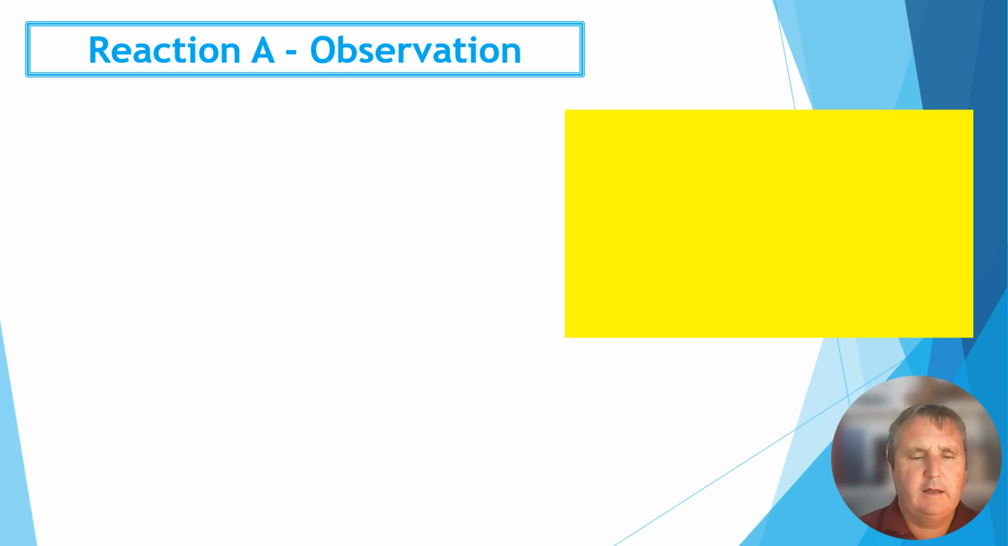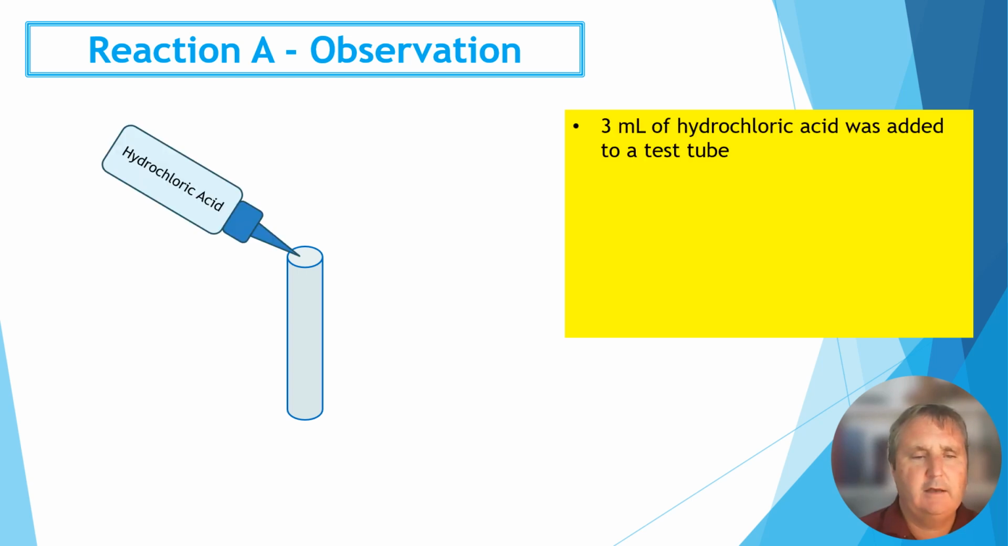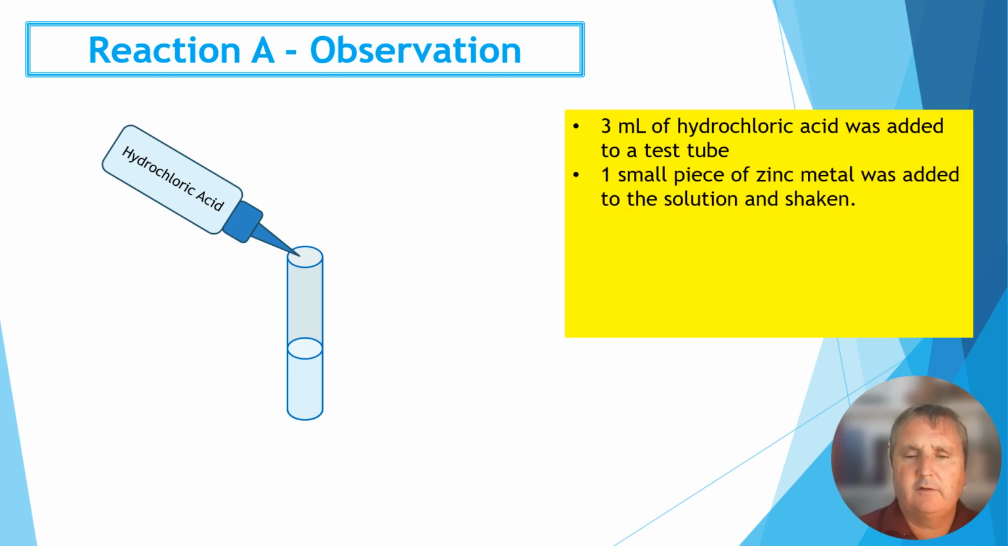On this slide, we're going to give a demonstration of what the practical might look like if you carried it out. In this practical, we're reacting two things together in a test tube. The first thing that we're adding is 3 mL of dilute hydrochloric acid. Then we're going to add one small piece of zinc metal. The small piece of zinc metal is a grey solid, and we're going to observe the reaction.